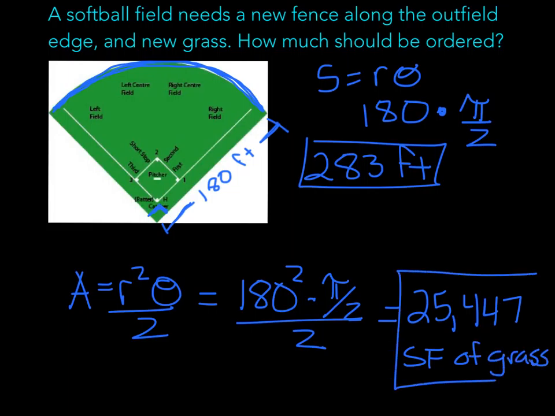If you used 90 instead of pi over 2, you'd have in the millions. And we know that's not millions of square feet. So use some common sense when you do this. But if you know the formulas, it's really easy.